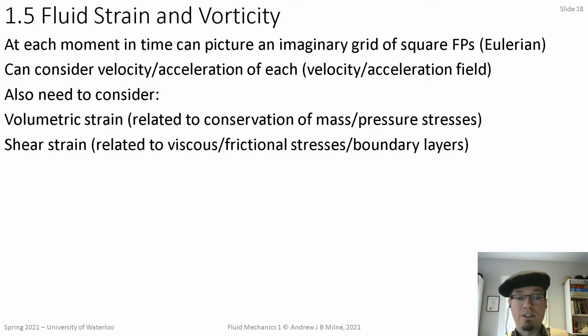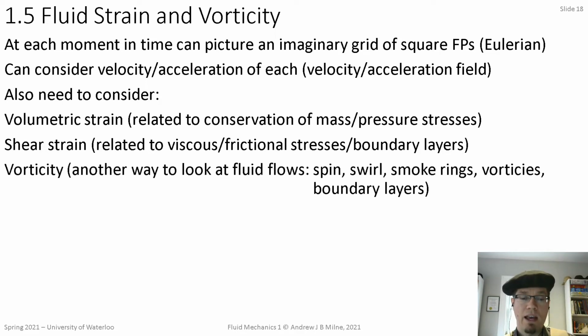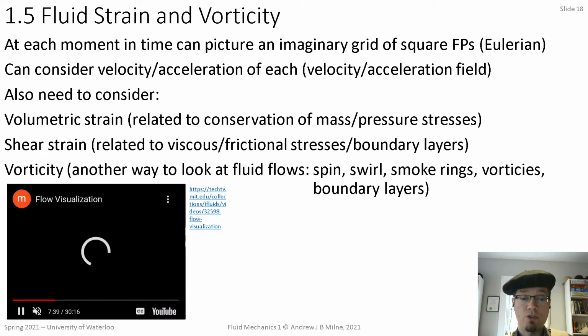We also need to consider shear strain. This relates to viscous and frictional stresses, everywhere in the flow, but especially present in boundary layers. And also vorticity. Vorticity is another way to look at fluid flows. It's the spinniness of sections of the flow or the swirl. It has to do with smoke rings, vortices. It also plays a role in boundary layers, although it's harder to see there. It's definitely there, but it's just a little bit harder to wrap your head around when you first see it. This video shows all three of them.